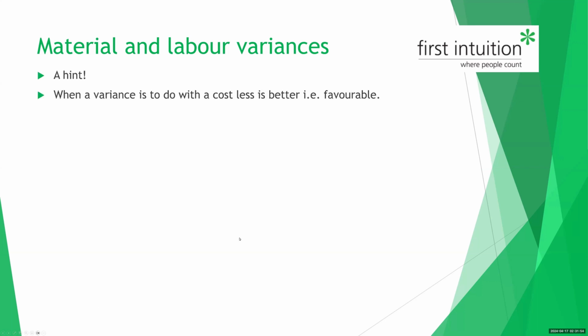Now, a bit of a hint. When you're looking at costs, remember that less is better. If cost is lower than expected, that's favourable. On the other hand, you may be asked to calculate variances on income or profit. We have things like a sales variance. Now, when it comes to income or profit, more is better.